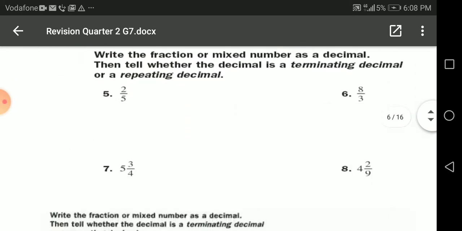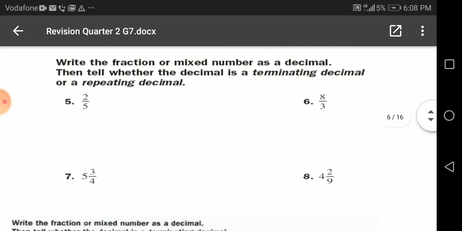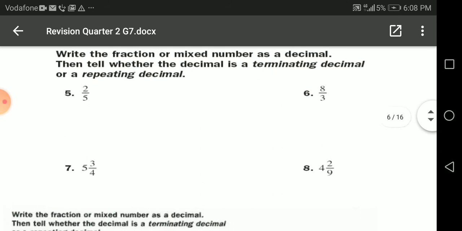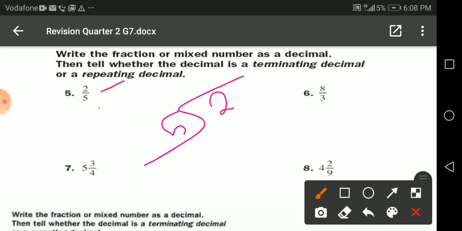Okay, here I have: write the fraction or mixed number as a decimal, then tell whether the decimal is terminating or repeating. This is important, and this is very easy. 2 over 5 means what? This means 2 divided by 5. Why? Because the fraction is a division.